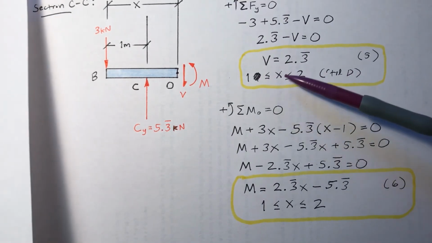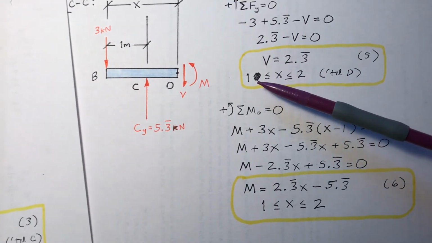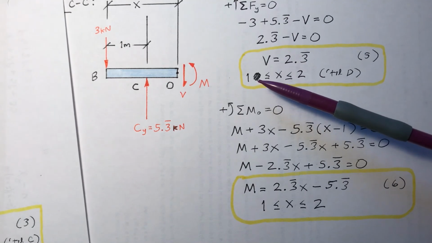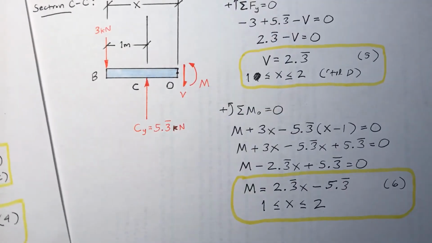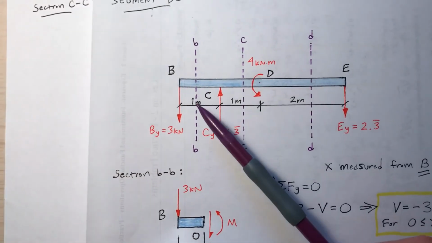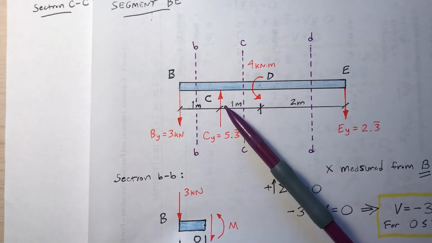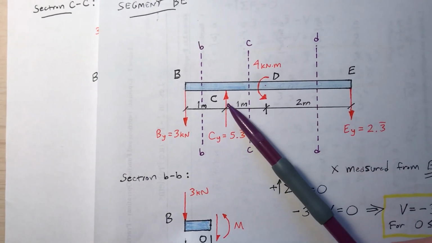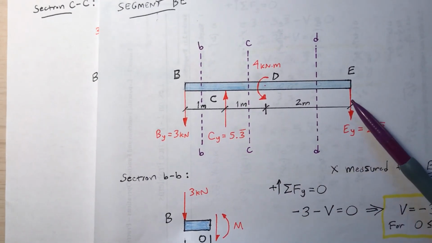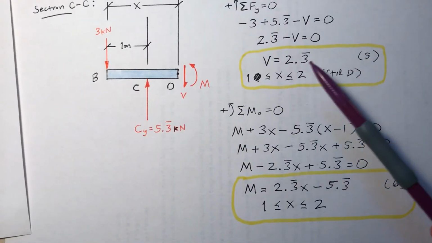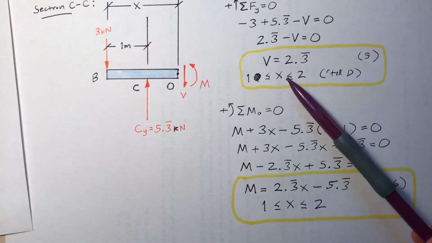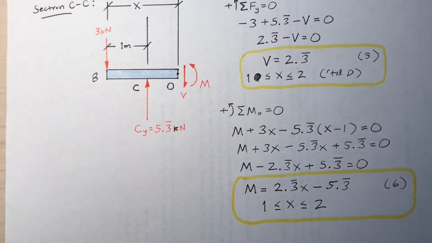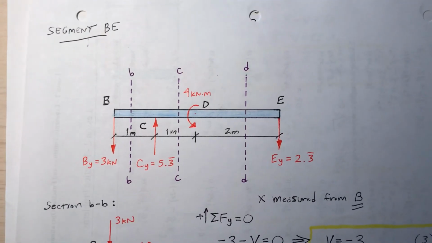This x value would apply for being between 1 and, okay, where does that stop? 1 and E. Okay, so 1 and E, I meant to say 1 and 4. So at C, I'm at 1 meter. At E, I'm at 4 meters. So technically this shear would be 2 1/3 for x being between 1 and 4. But I'll rewrite the equation anyway.